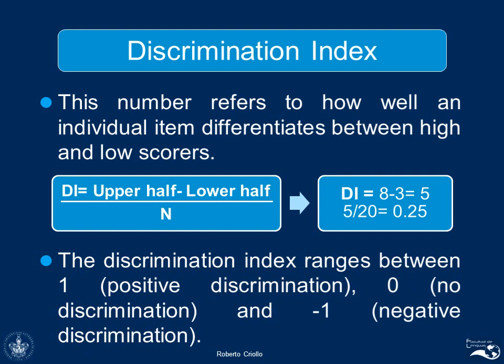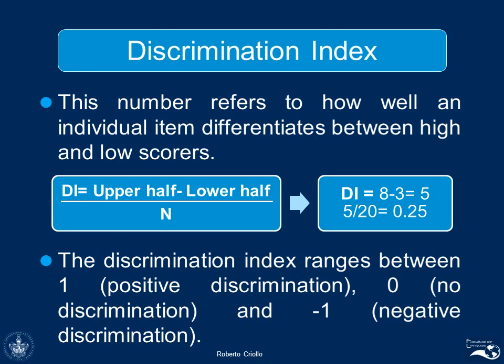Something important about the discrimination index is that this number ranges between 1, which is positive discrimination. If you get 1, this means that all of the students in the upper half, the high achievers, answer the item correctly, and that all of the students in the lower group, the low achievers, answer the item incorrectly. And so we have a lot of positive discrimination. This will mean that your item is showing you all of the good students and all of the bad students.